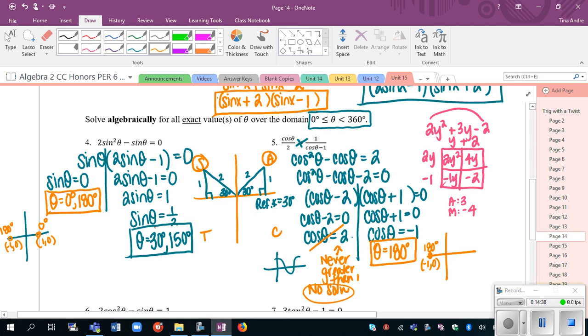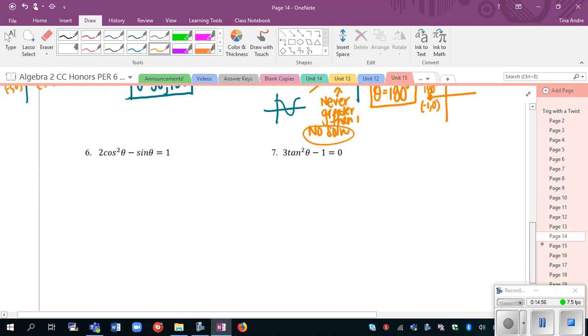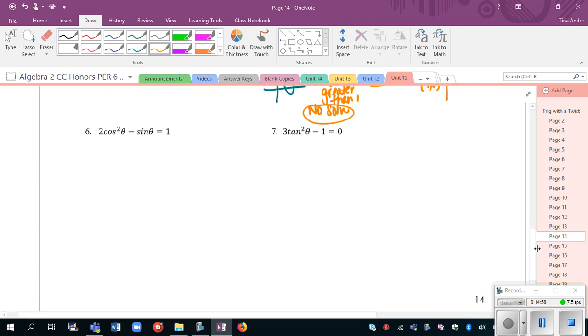So notice the variation between these. They were both quadratic, but this one only has one solution, and this one over here, number 4, had 4 solutions. So you really have to consider all possibilities, and it's a case-by-case scenario. Each problem is going to be a little bit different. So let's keep going. Let's keep trying more of these just so that you become comfortable with it.